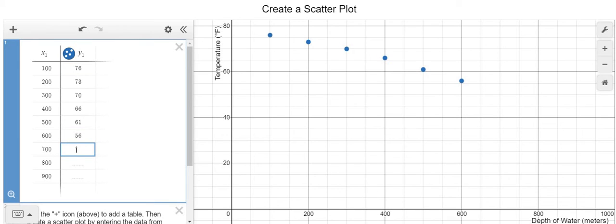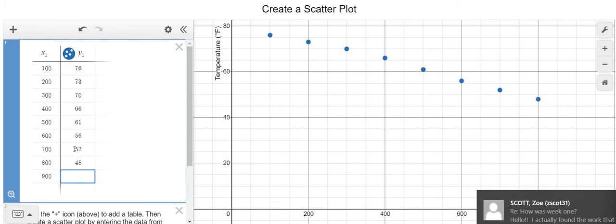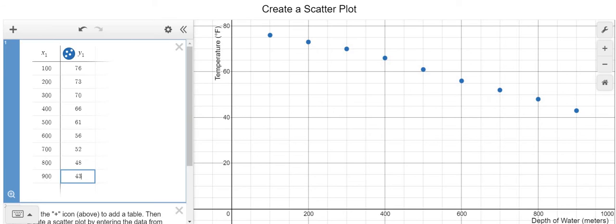I'm just adding in the remaining data points. Oops, missed one. It should be 52, 48, and the last. And we can see that each one of those data points has been marked on my scatter plot.